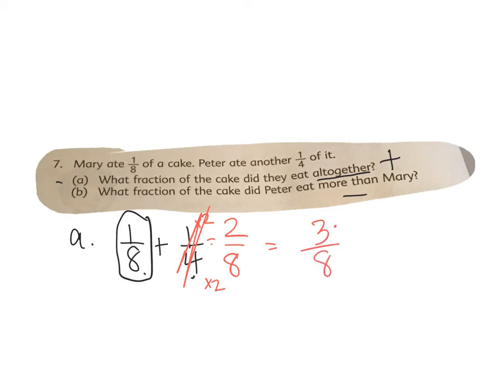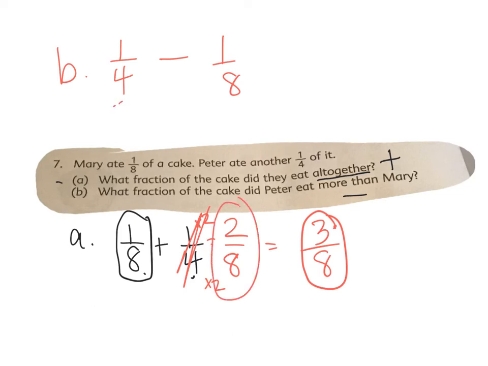3 is a prime number, so if it doesn't go into 8 evenly, it is reduced. So does 3 go into 8 evenly? No. So that's the answer, 3/8. Now we need to do B. We're going to go up and do B up here. What fraction of the cake did Peter eat more than Mary? So Peter ate 1/4. We're going to take away 1/8. And we already did the math right here. That was 2/8 minus 1/8 equals 1/8. That's the answer.